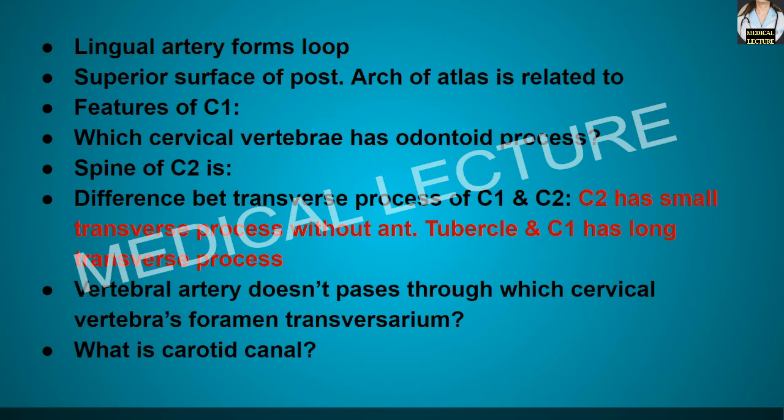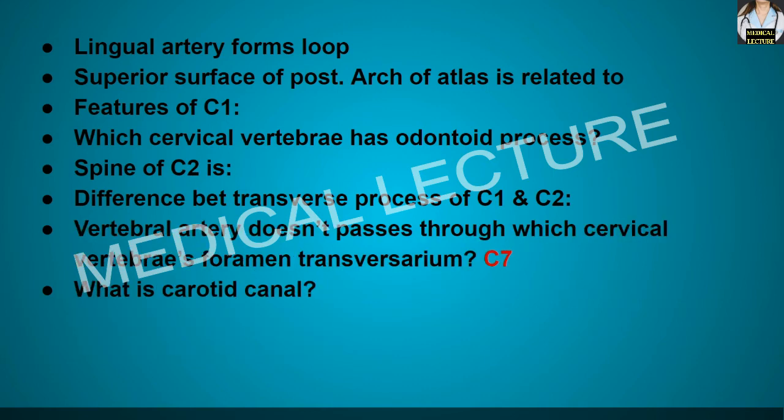Now the vertebral artery passes through the foramen transversarium of all the cervical vertebrae except which one? Over here remember, through the C7 vertebra's foramen transversarium, the vertebral artery doesn't pass. Through all the rest of the cervical vertebrae, the vertebral artery passes through the foramen transversarium, but except C7 it doesn't pass.